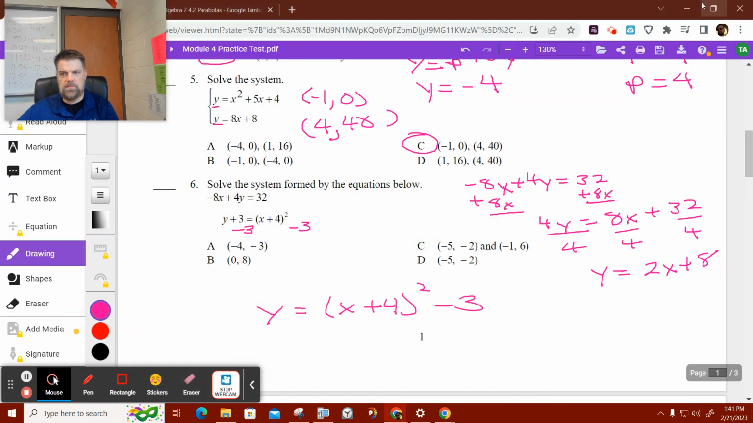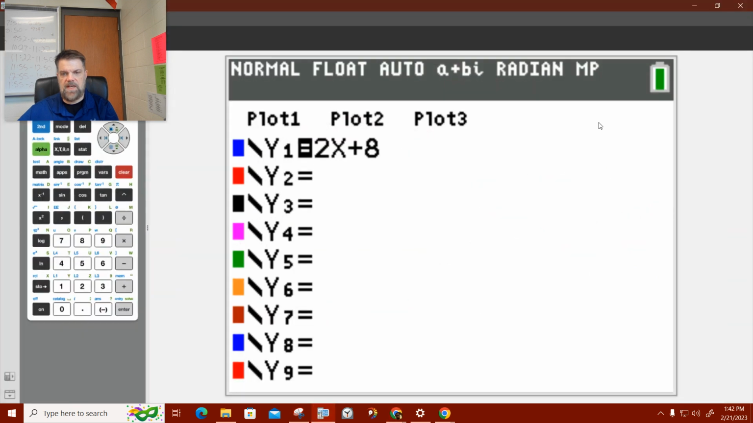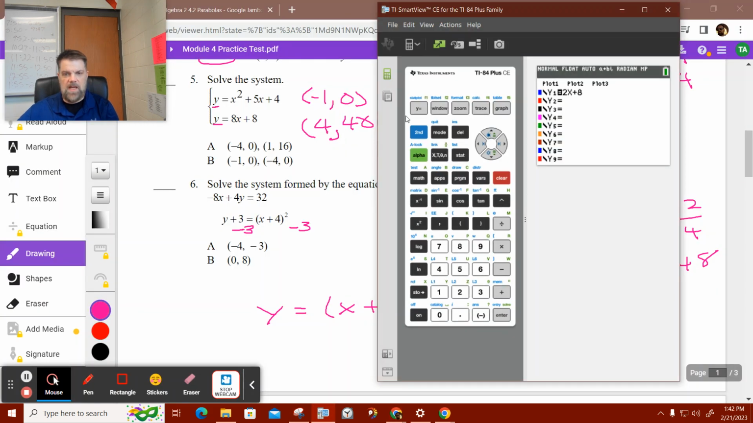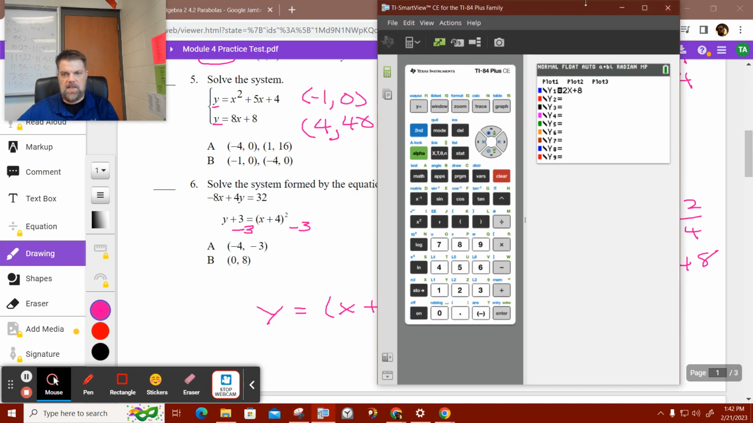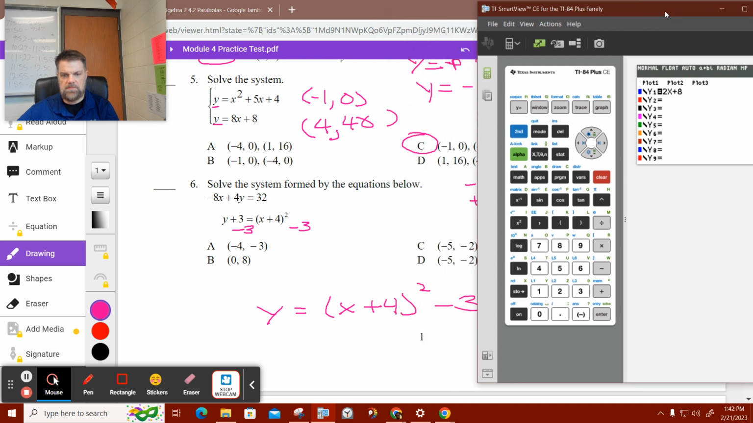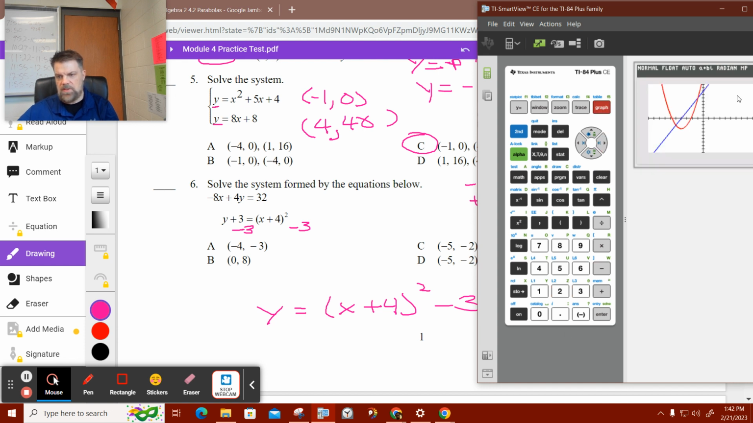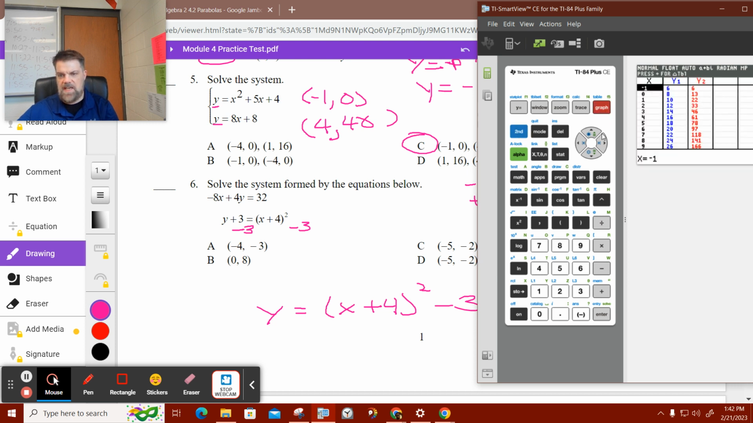Oh shoot. This next one is going to be the quantity x plus 4 raised to the second power minus 3. Again, I'm going to hit graph. Looks like it crosses in two places. It looks like -3 and -1. I can verify that in the table.